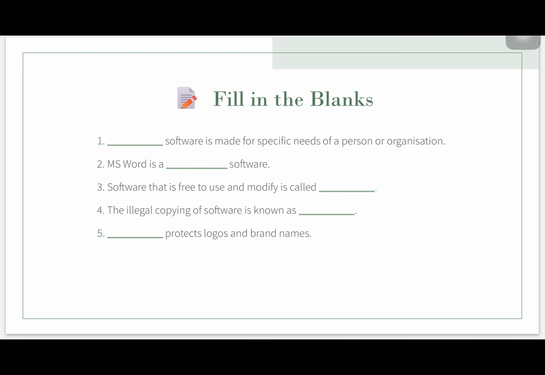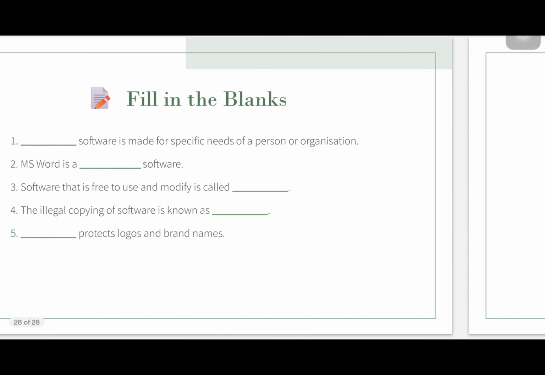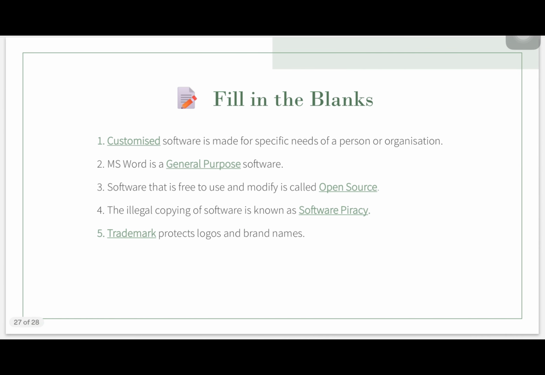Then last one. That dash protects logos and marks. What protects? Trademark. Trademark protects. Correct? Look at me. Give an example of that: Puma, Nike, Adidas. Right? See. Customized software, general purpose software, open source software, software piracy, and last one is trademark.